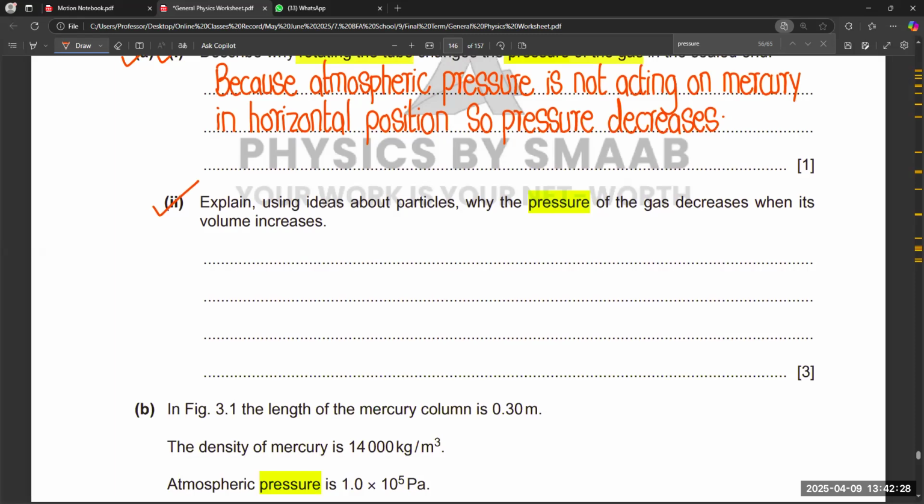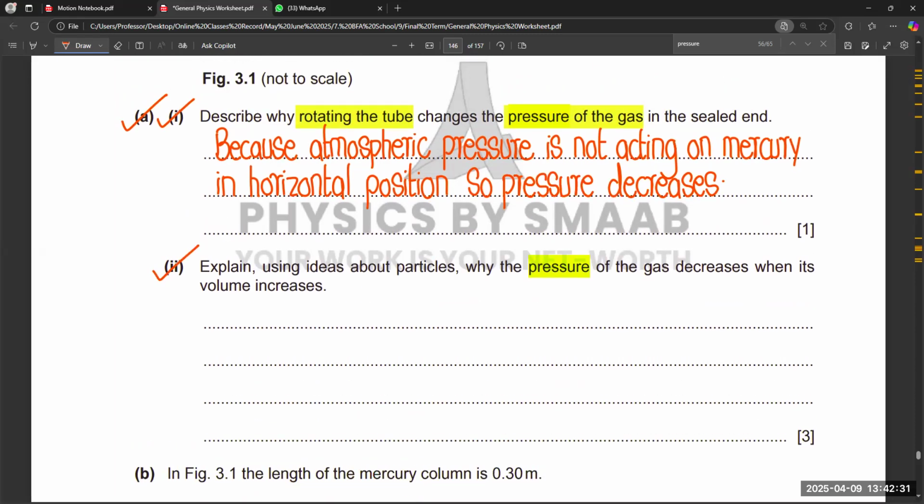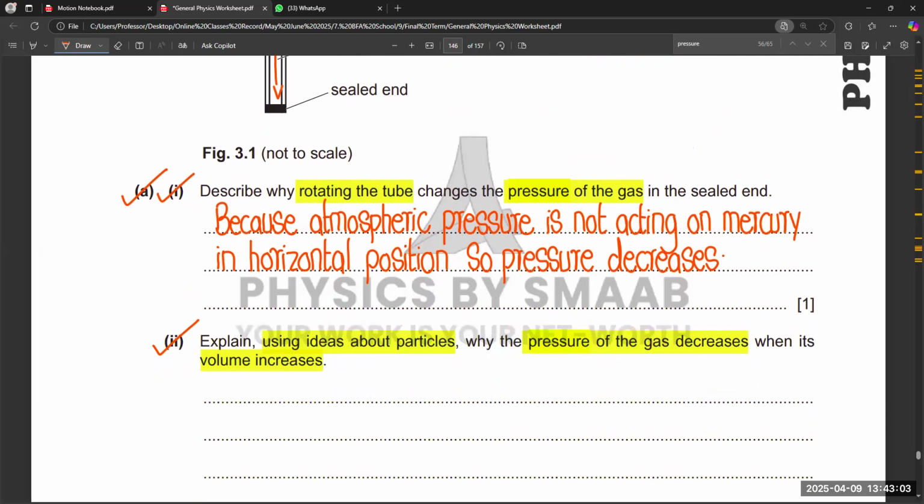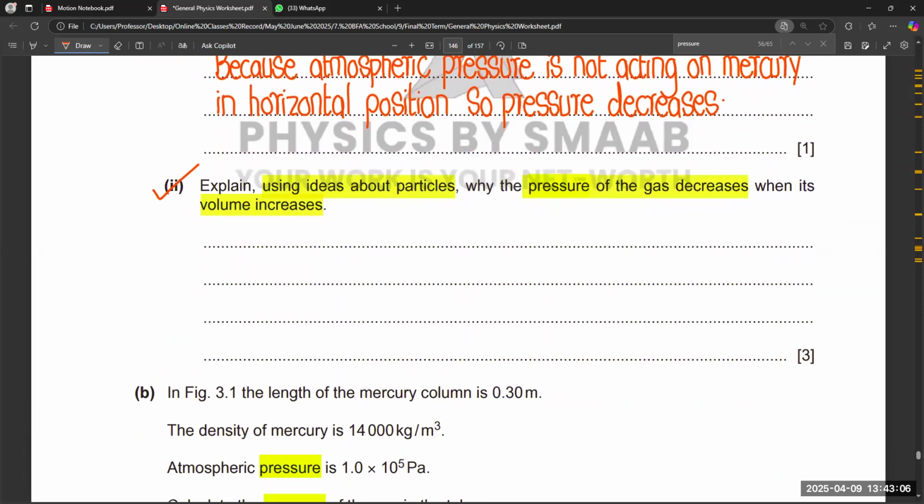Second part: explain using ideas about particles why the pressure of the gas decreases when its volume increases. So the pressure of the gas decreases. Right now, we have the second horizontal diagram. In the second horizontal diagram, we have more volume for the gas particles. And the question is, why does the pressure decrease in the horizontal orientation of the tube?